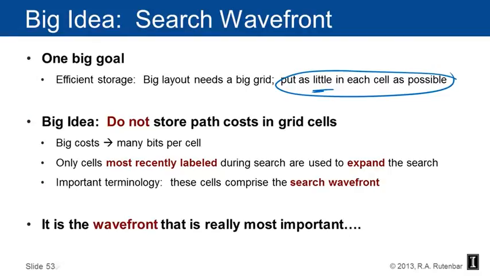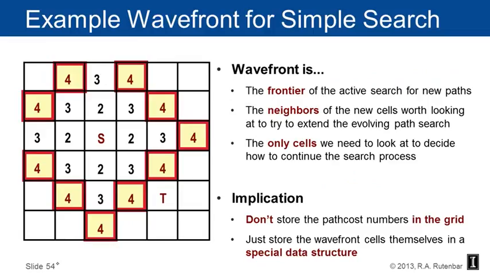The reason for that is that I don't need to store and track and manage the process of the search expansion of the wavefront using the grid. And here's an interesting insight. I'm going to draw a picture of this on the next slide. Only the cells that are most recently labeled during the search are useful for expanding the search. So this is an important term. There's a name for these cells. The cells at the edges of the search region. It's called the search wavefront. And it's really the wavefront where all the action is. It's the wavefront that's really the most important.